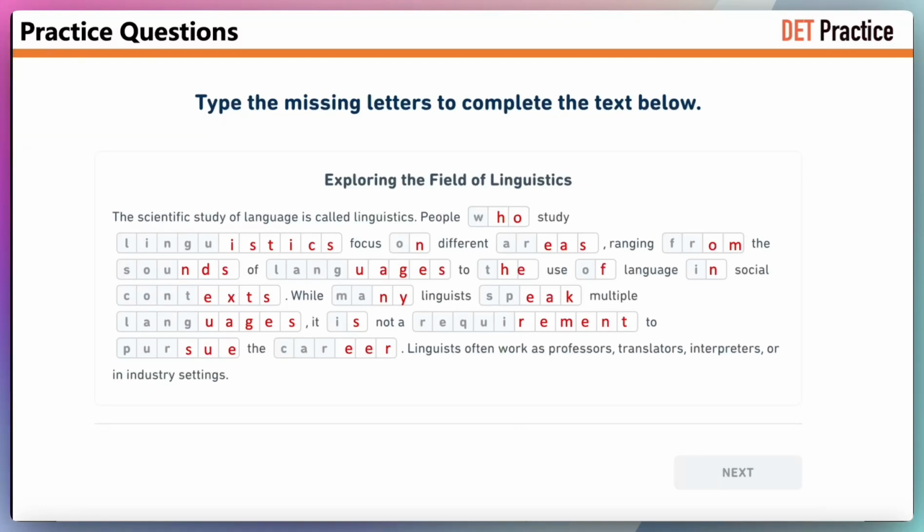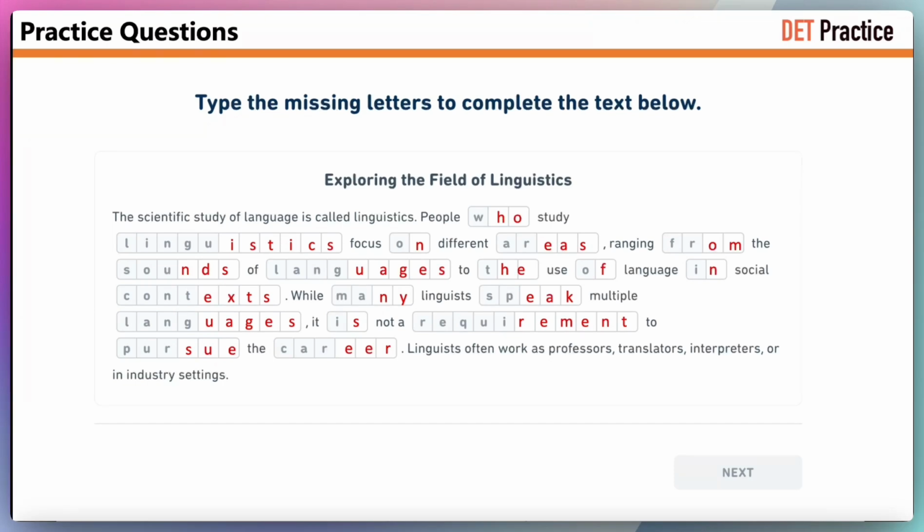After social, we have cont. It can't be contacts because that means people you know, which doesn't fit the context. It should be context, meaning background or setting. Now it makes sense. Moving on, before linguists, the word starting with ma should be many. SP is the verb speak, and after multiple is languages, meaning many linguists can speak multiple languages. Further down, before not should be is. Requi should be requirement, followed by pursue and career, translating to pursuing this career. This tests your knowledge of phrases.